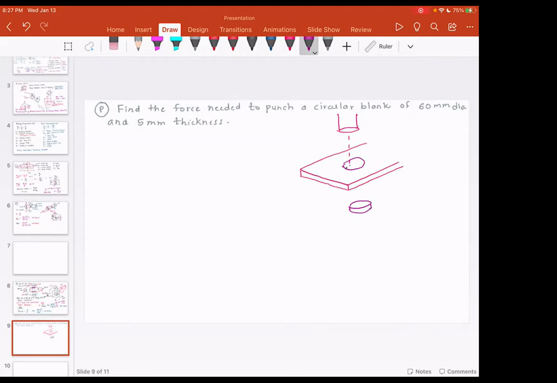Now, I want to ask you this question. If the diameter of the blank is 60 millimeter and the thickness of the blank is 5 millimeter, we have to find out the total force that is exerted by the punch. What type of failure is on the blank? Whether the failure on the blank is in tension, shear, or compression.